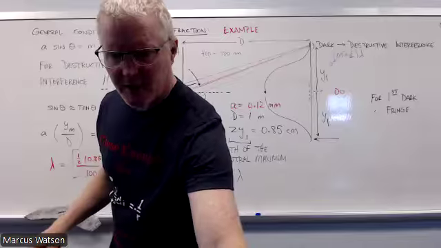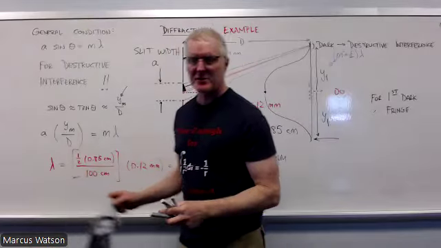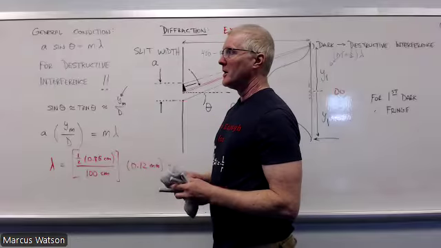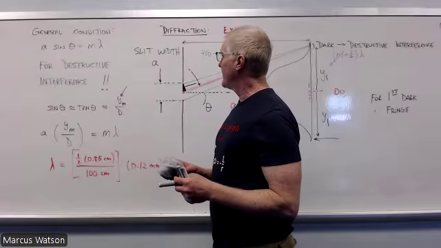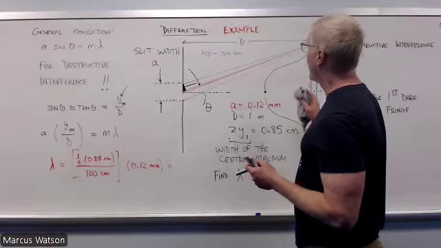Okay, so let's take a look at the central maximum and the bright fringes of the double slit. And then we'll come back to the single slit and take a look at the intensity patterns of that.